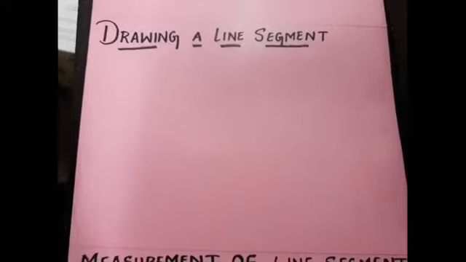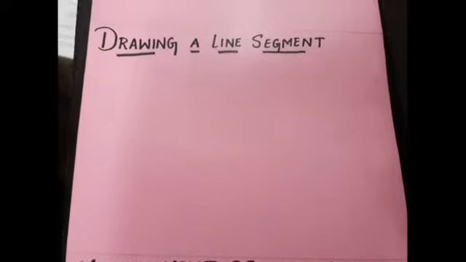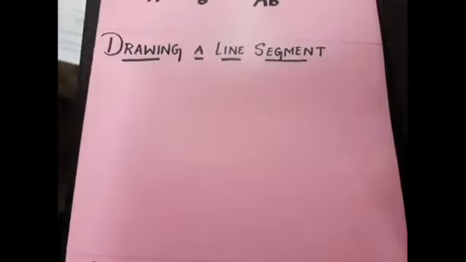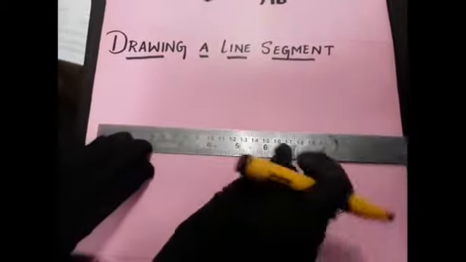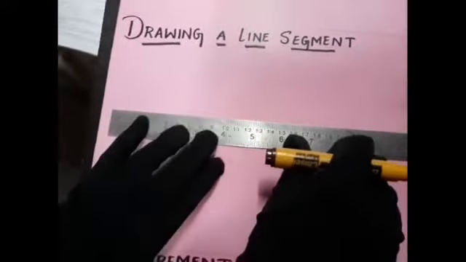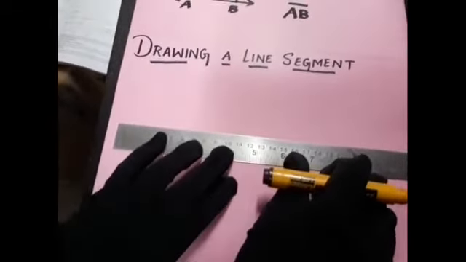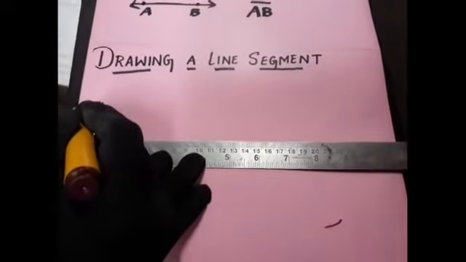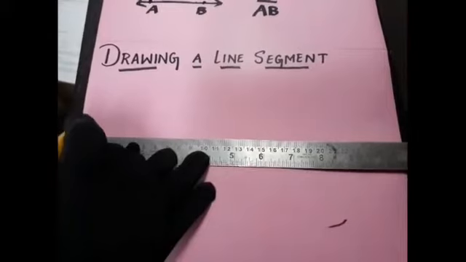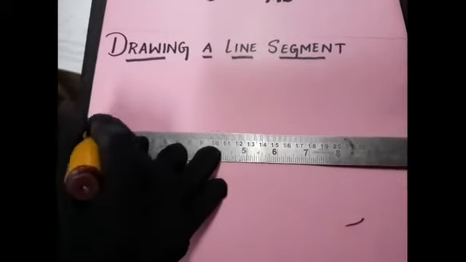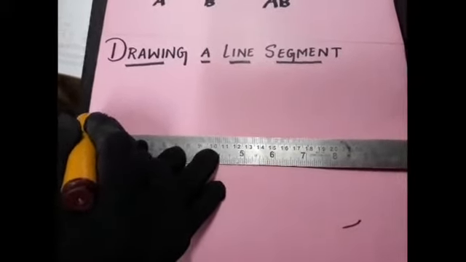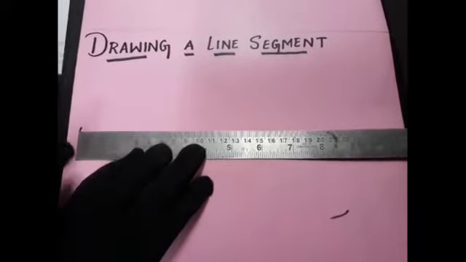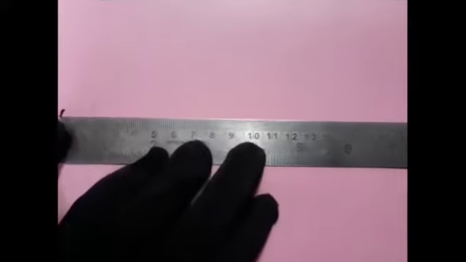Now I'll show you how to draw a line segment. Place the ruler and hold it tight with one hand. This is a ruler. You take your scale, place the ruler on the plain sheet of your book and hold it tightly. Mark the point. Use a sharp pencil to mark a point A. This is point A. We use a sharp pencil to mark the point A that coincides with the 0 mark of the ruler. Here you can see the 0 mark of the ruler.